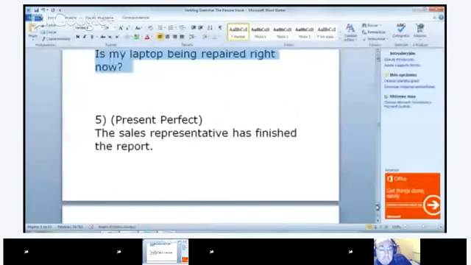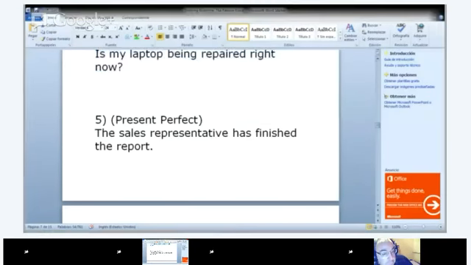Oh, okay, here's number 5. This is a very ordinary statement in English using the present perfect. So the sales representative has finished the report. This is active. Okay, so can I see some ideas, please? And again, I love all mistakes. And I'll just ask, has my homework been finished yet?